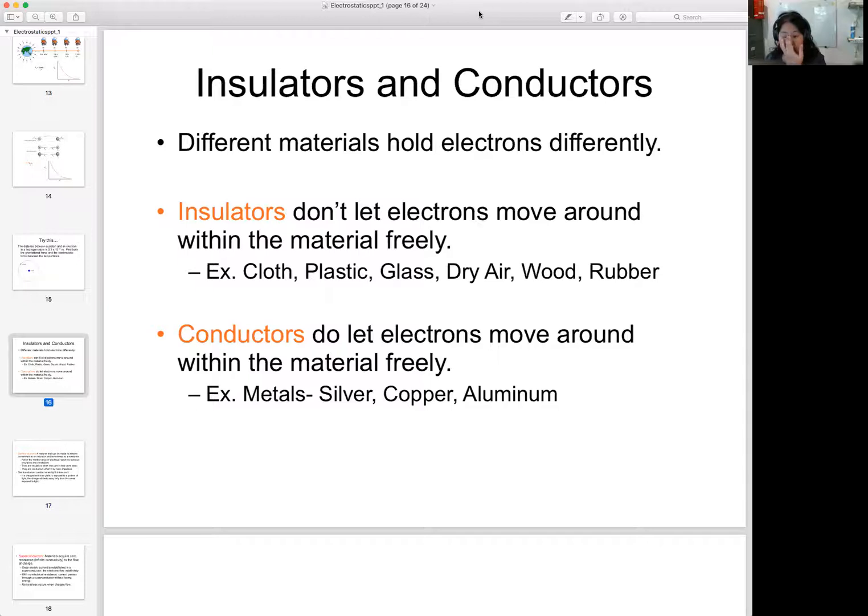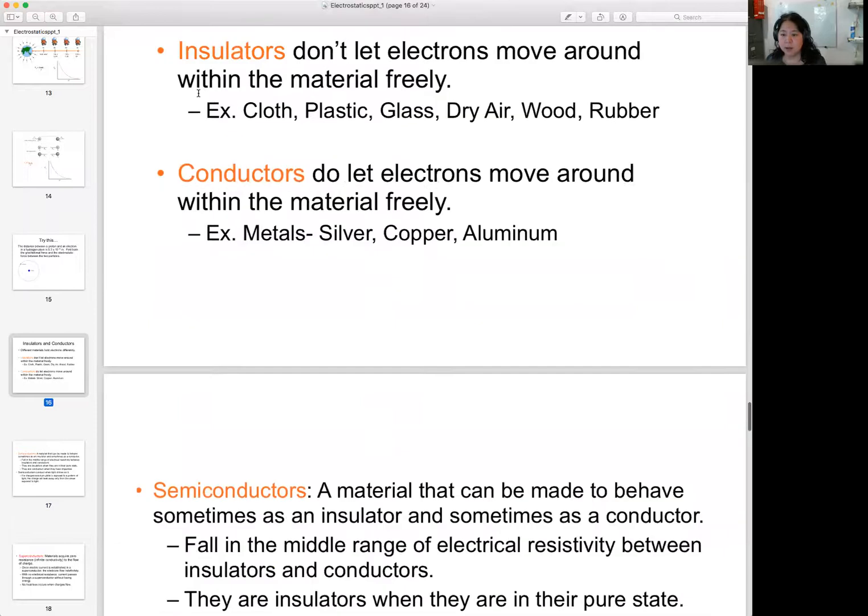Conductors, though, inside the conductors, you have free electrons. Electrons can move around freely inside the materials, and the metals are conductors. So silver, gold, copper, aluminum, these are all conductors. So conductor means free electrons. Insulators means electrons are tightly bounded to the nucleus.